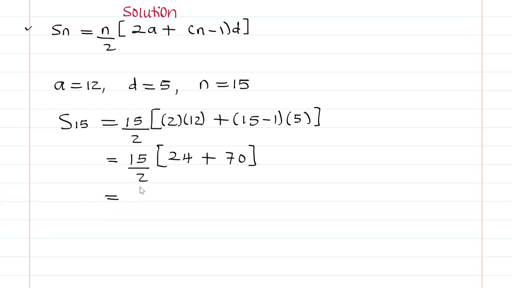we can simplify this anyway. 15 divided by 2 is 7.5. That is fine, because it is a terminating decimal. It is not recurring. So 7.5 into 24 plus 70. 24 plus 70, you press your calculator, and we shall get 94, right? Yes, we are getting 94.